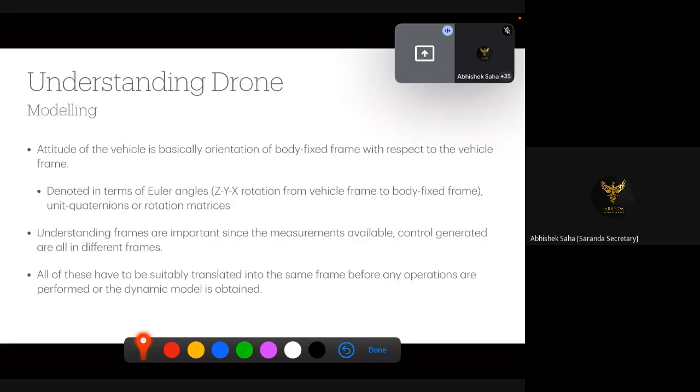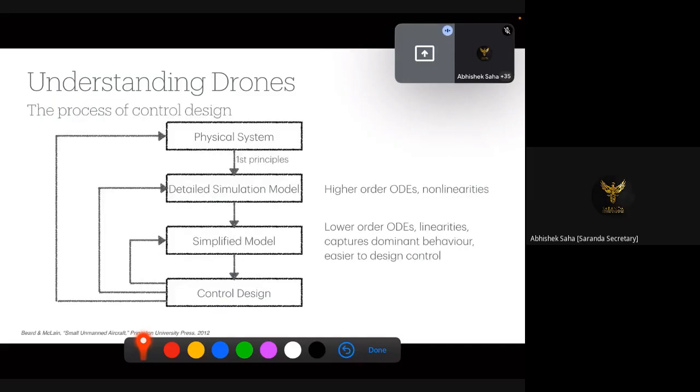Now you generate your controllers. You generate your control inputs, and please note that these control inputs that you generate are always in the body frame. Why? Because the actuators are fixed to the body. So whatever forces and moments you are talking of are always with respect to the body frame. That is why you need to understand this orientation between the vehicle and the body frame. So with suitable transformations, you can write the force balance equations.